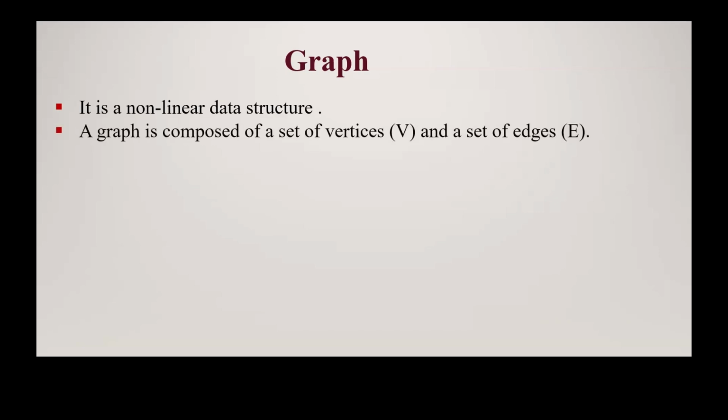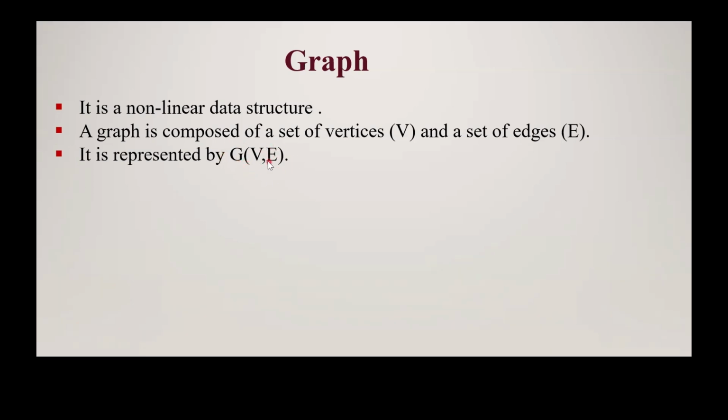A graph is composed of a set of vertices and a set of edges. Next question: what is a vertex or a node? A node or vertex is nothing but the information we want to store. And an edge or link is the association between the nodes or vertices. An edge is the same as a link. So a graph is represented by G with V and E. What is V? V is the set of vertices. What is E? E is the set of edges.